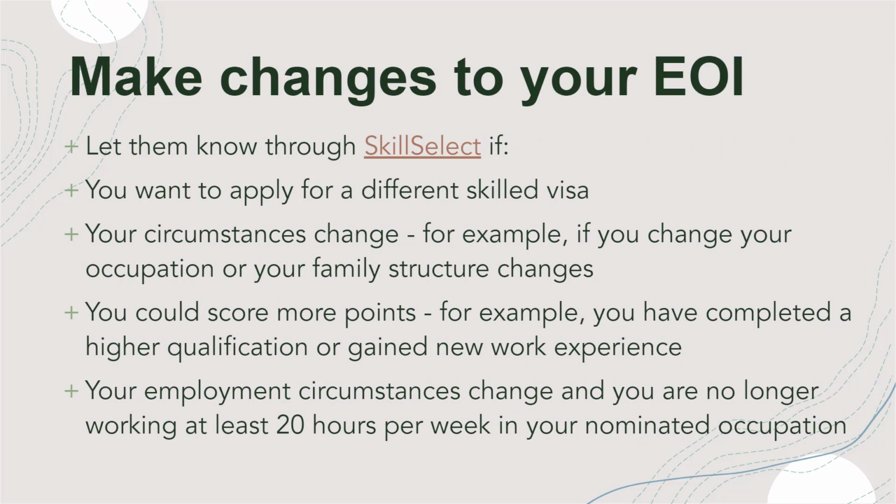Let them know through SkillSelect if you want to apply for a different skilled visa or your circumstances change. For example, if you change your occupation or your family structure changes, you could score more points. For example, you have completed a higher qualification or gained new work experience. Your employment circumstances change and you are no longer working at least 20 hours per week in your nominated occupation.